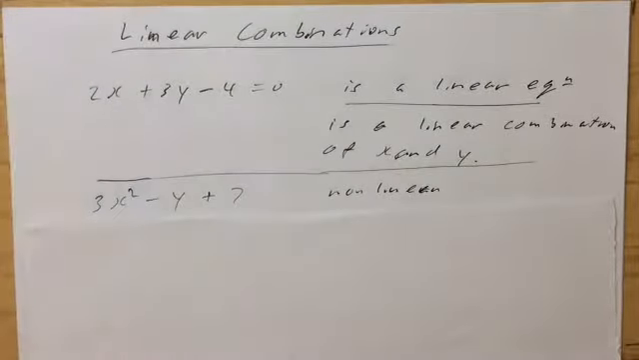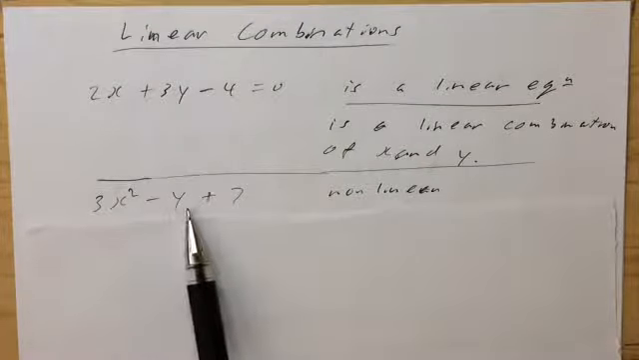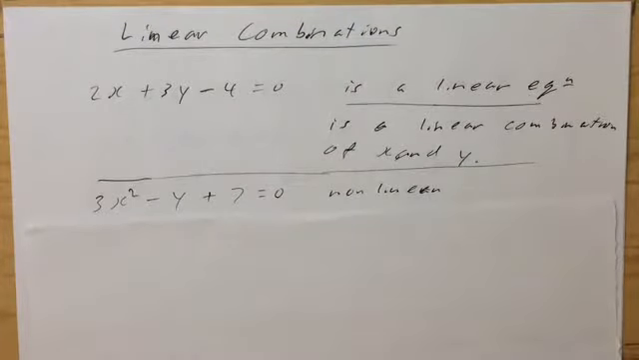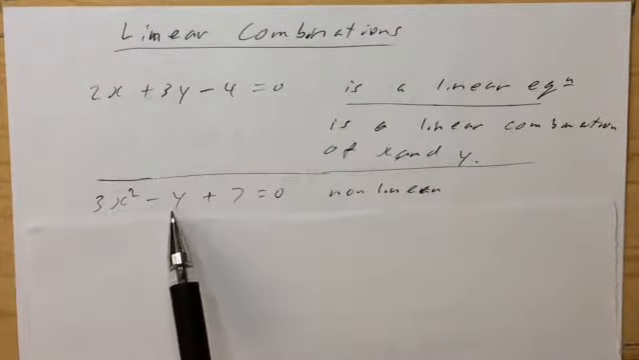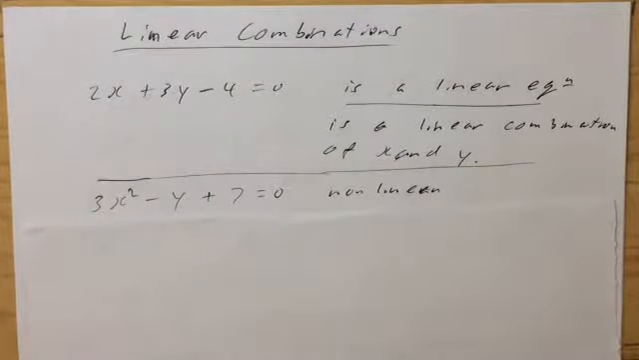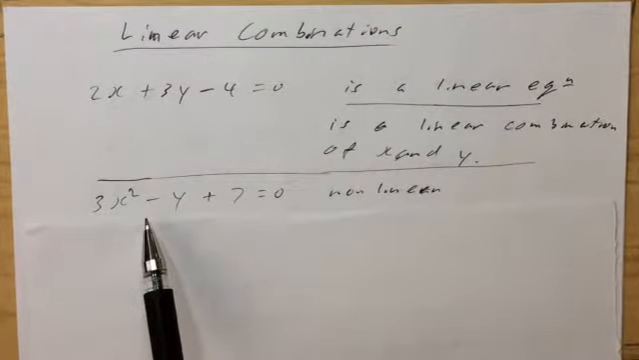This one, however, is nonlinear. 3x squared minus y plus 7 equal to 0. Well, that is a parabola. So if we rearrange that and got y equals 3x squared plus 7, we'd have a parabola. This is not a linear combination of the variables x and y. It does not create something linear.